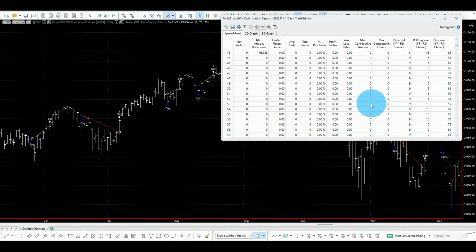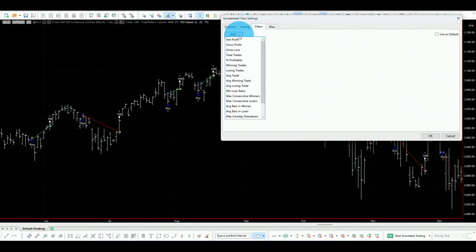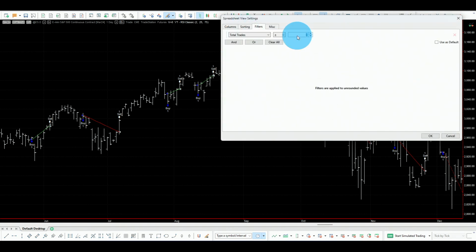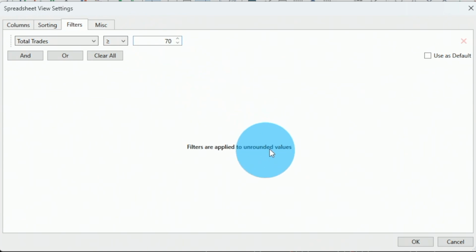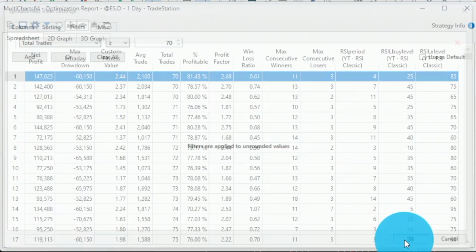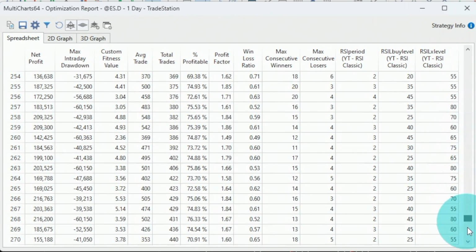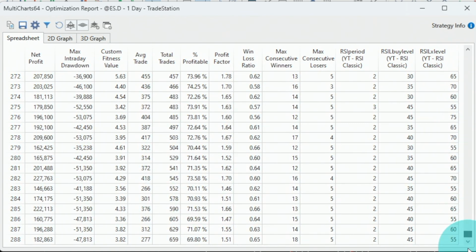And we go further down. You see, we have many that are 0 trades. So first of all, we need to filter the number of trades. Pick anything above 70. Remember, we have 1,054 strategies. If we add this filter, we end up with 288. That's not bad. That's about 30% of strategies producing more than 70 trades.